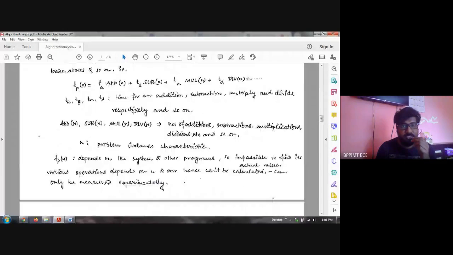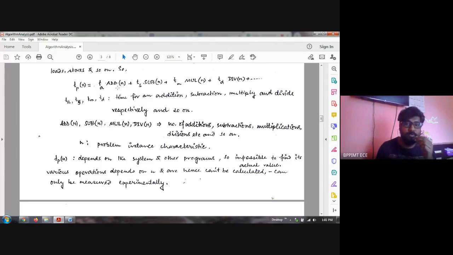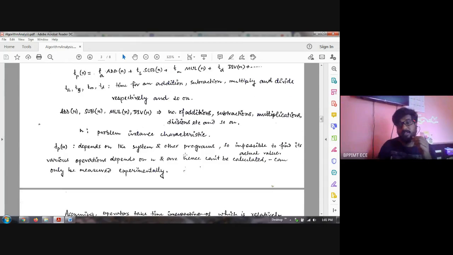Now see, this tp(n) depends on the system and other programs. Why? Because in my computer, the time taken by a single addition may be different from your computer. It varies from processor to processor, depending on the processor speed and the number of clocks per cycle. So it depends on the system and other programs also, and it is not possible to generalize the measurement formula of tp(n). But the difference is very small.